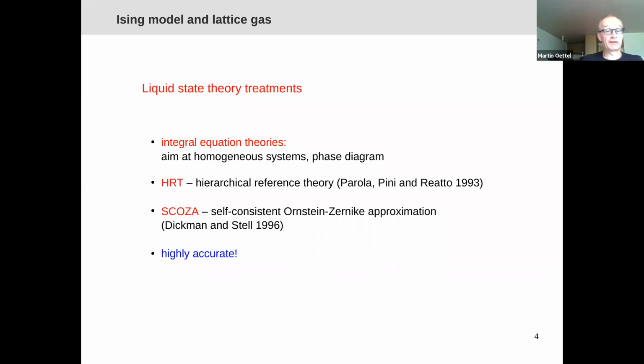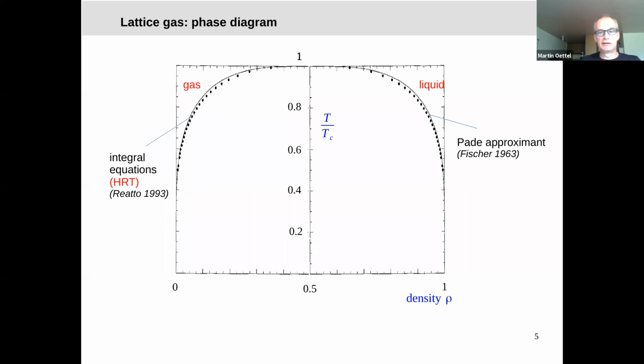So both approaches are highly accurate. So this is just really amazing for the simple model. So here's an example. Okay, so this is the binodal for the lattice gas. So here's the density, which can vary between 0 and 1. So density 1 would be each lattice site is occupied by a particle. This is the temperature on the y-scale scaled by the critical temperature.